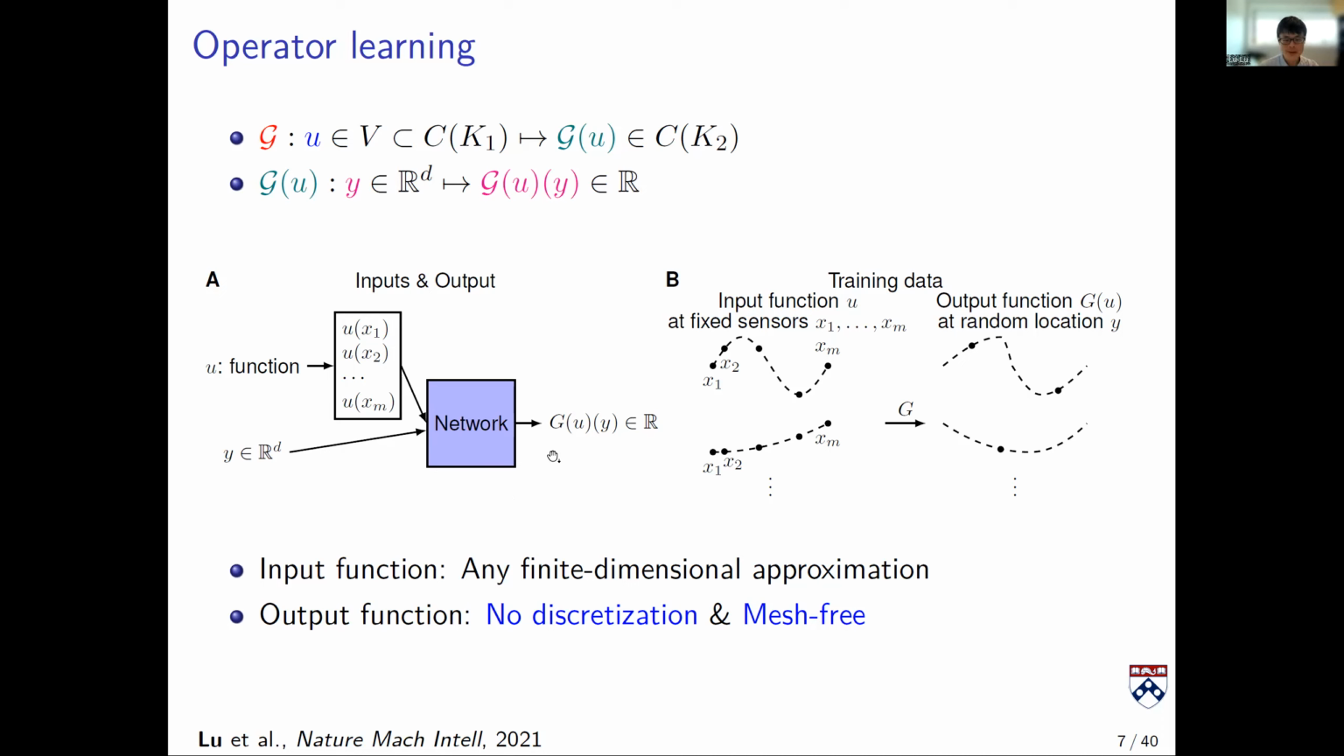Then we can compute the derivatives easily by using backpropagation or automatic differentiation. This can also be directly applied to any kind of irregular data set, because it's a point-wise prediction for any input y. We can also treat this method as basically mesh-free for the output. So these are the inputs and outputs.